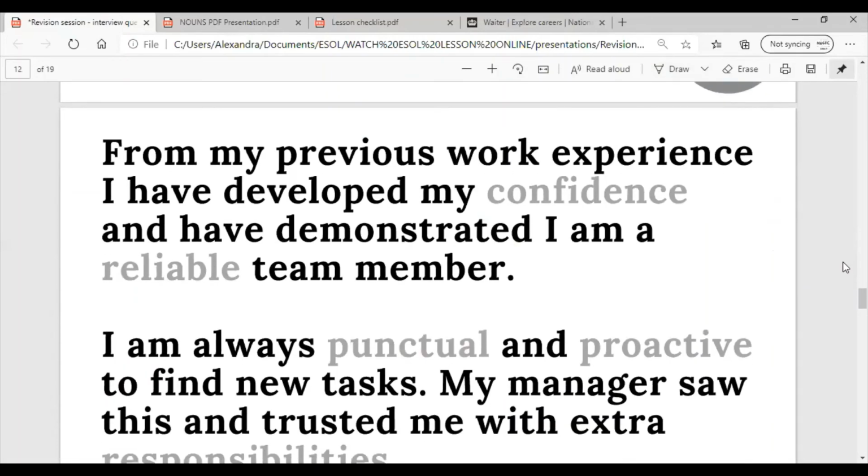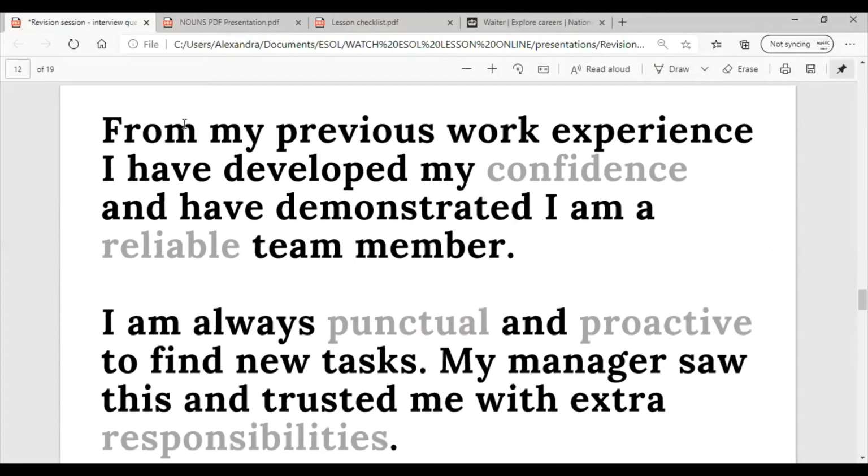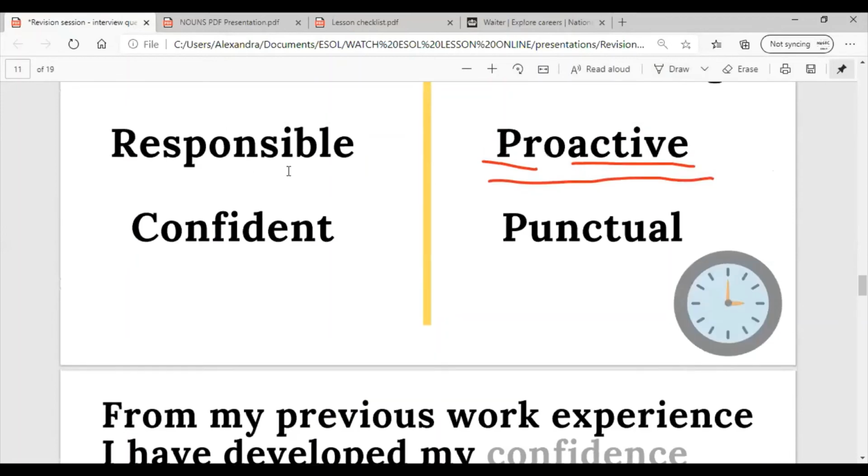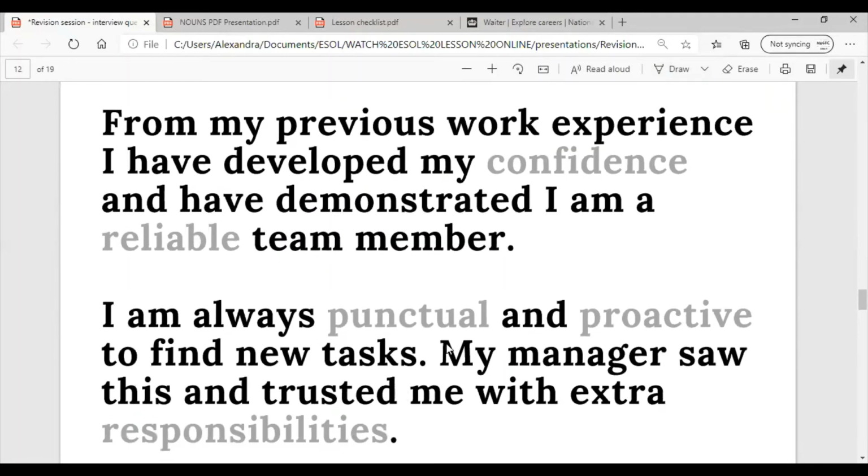So here are examples of them in a sentence. From my previous work experience, I've developed my confidence. Now "confidence" is a different way of writing "confident". So you would say "I am confident", but you would say "I have developed my confidence". And "I have demonstrated I am a reliable team member." So here are those two adjectives we've just looked at already.